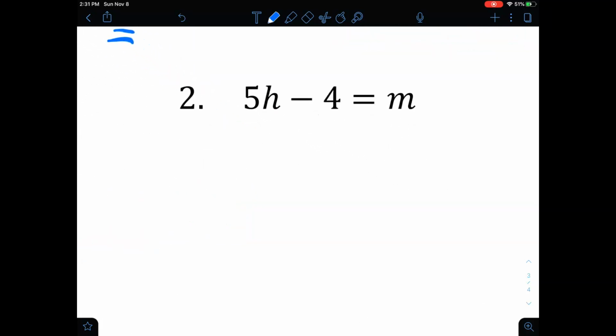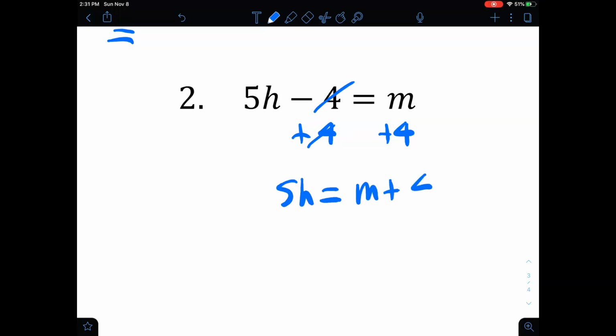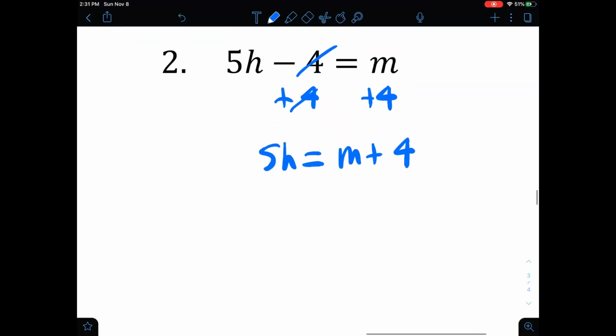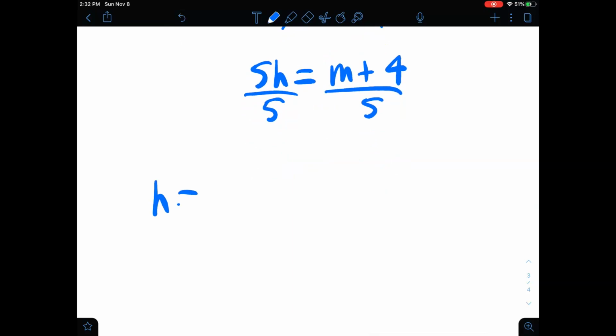Okay, number 2, 5h minus 4 equals m. We still want to get h by itself. What would be the first step to getting that 5h by itself? We're going to undo subtracting 4 by adding 4. Those cancel out, so we get 5h equals m plus 4. Do those combine nicely? Are those like terms? They are not, so we're going to have m plus 4 equals 5h. What's the next step to solve for h? We're going to divide by 5. So h is going to be equal to m plus 4 over 5.